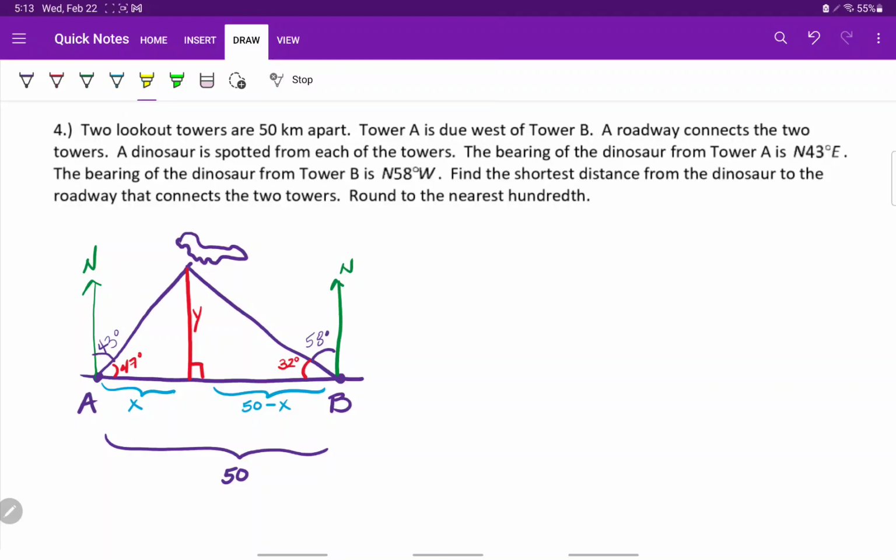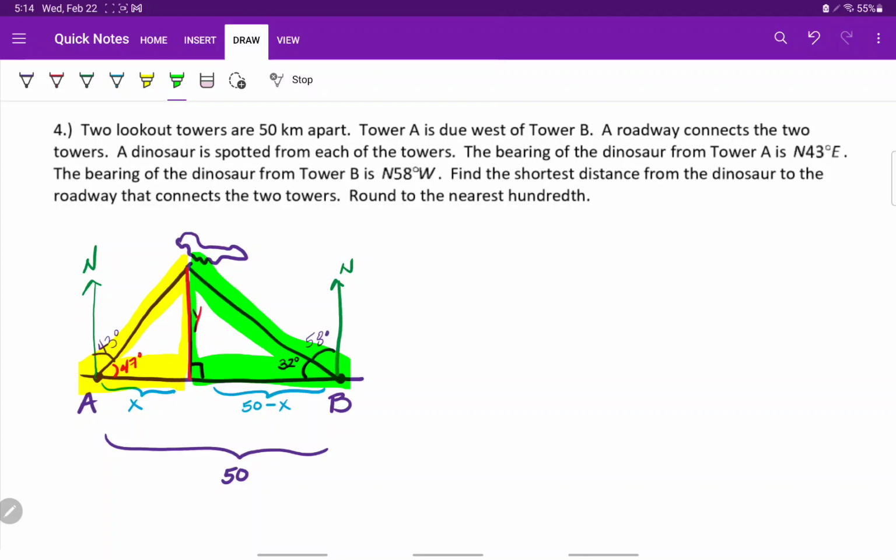Our bigger plan now is I'm going to have 2 breakout triangles. This one here and this one here. And they both have that side Y. So I'm going to create an algebraic expression for each one of those breakout triangles and solve it for Y. Then we'll be able to set those 2 equal to each other and solve for X, which is the information we need to have to actually find our distance y. So let's do the two triangles.